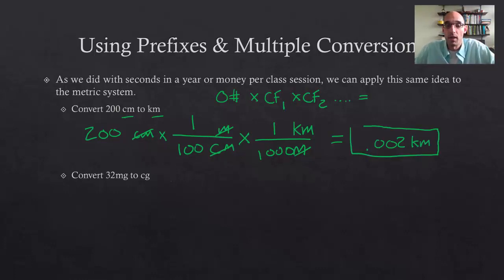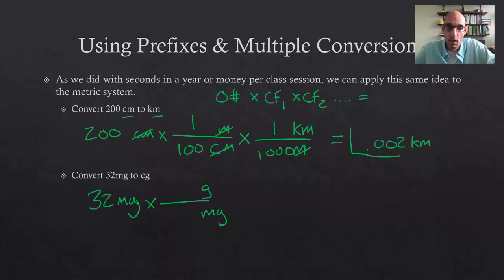Same thing down here. Now we're going from milligrams to centigrams. So we are small and small. We're actually not going through a gram directly. So 32 milligrams times some conversion factor. In this case, once again, we're going to go through our base unit. We want milligrams to cancel. We're going to get to grams, because once we get to grams, we can go back to what we need to. 1 gram is 1,000 milligrams.